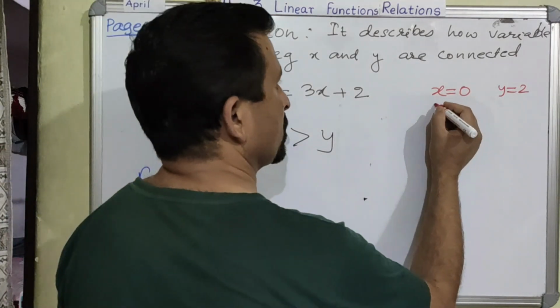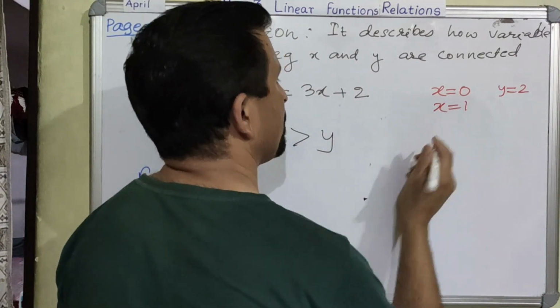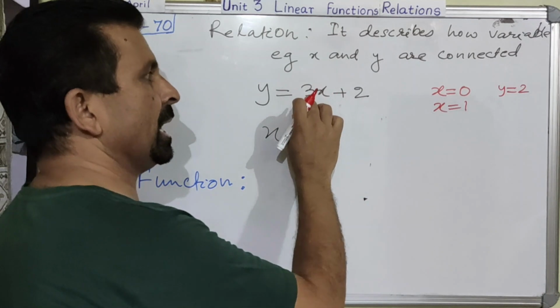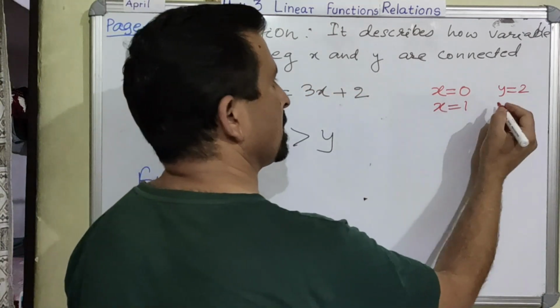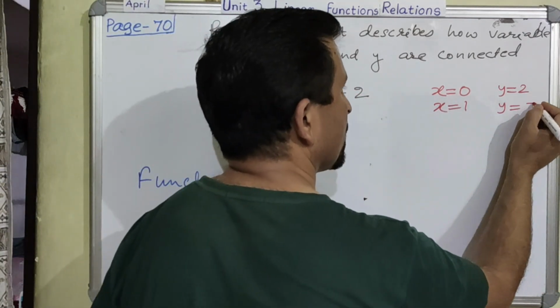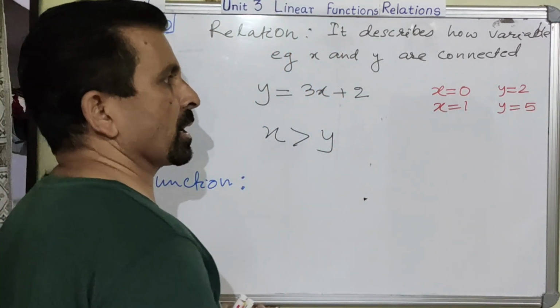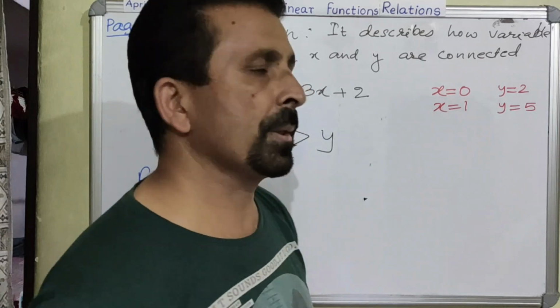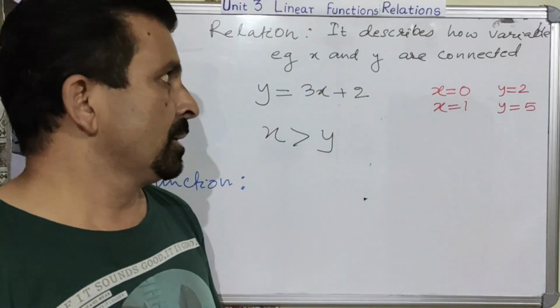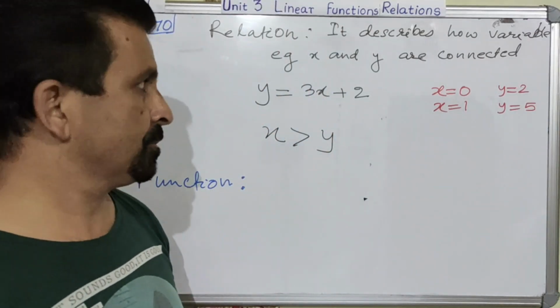When x is equal to 1, then 3 ones are 3 and plus 2, 5. So therefore y will be equal to 5. Look here. Now when you have changed the value of x, you have got a fixed value of y. Is this okay or not?